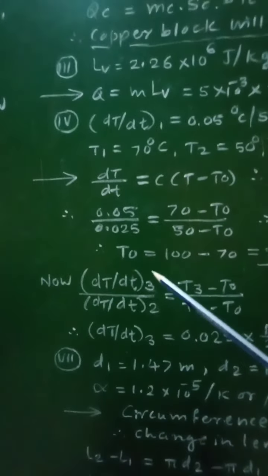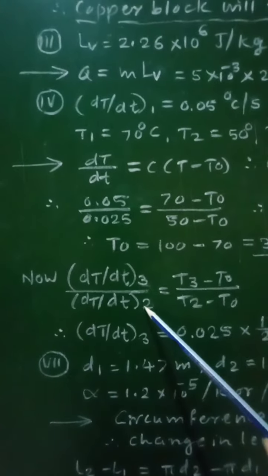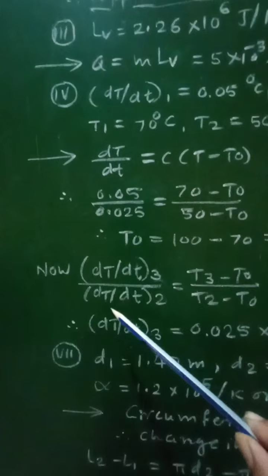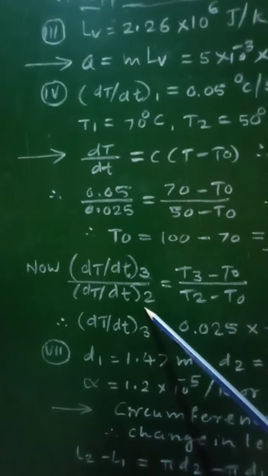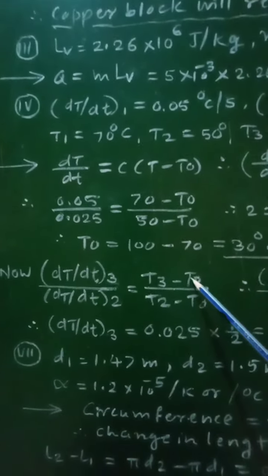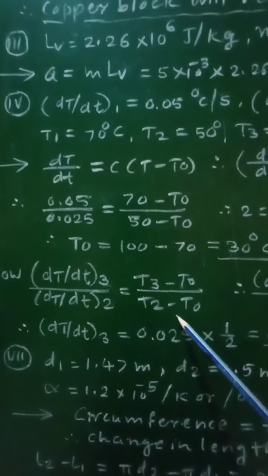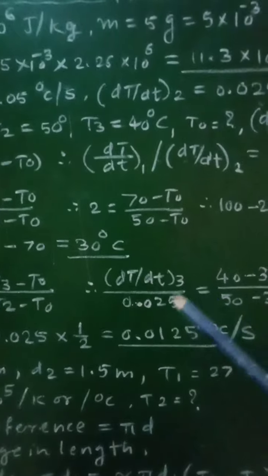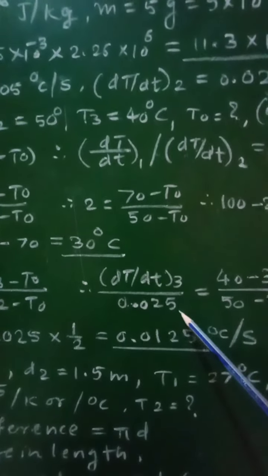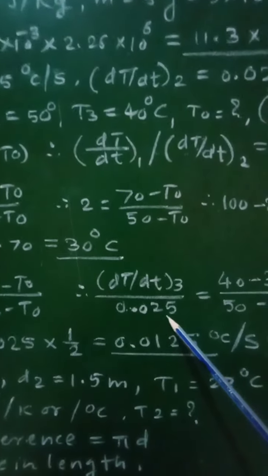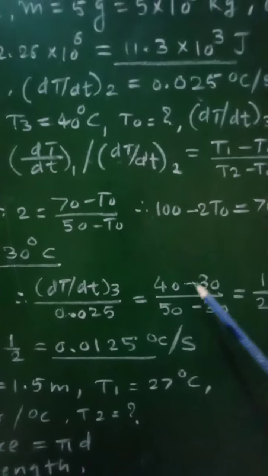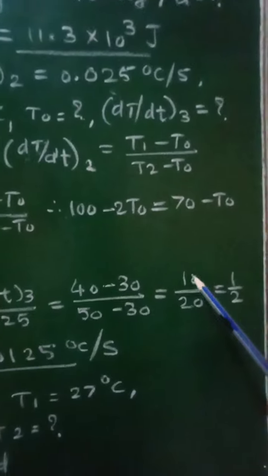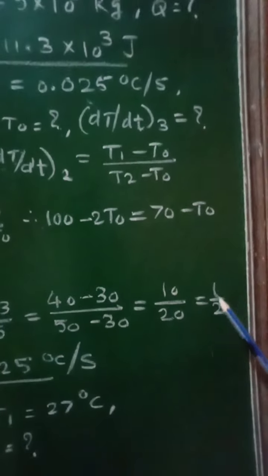Now, considering the third rate of cooling and the second rate of cooling, we can again write (dT/dt)3 upon (dT/dt)2 will be equal to (T3 minus T0) upon (T2 minus T0). Now putting the values, we will get (dT/dt)3 upon 0.025 will be equal to (40 minus 30) upon (50 minus 30), which comes out to be 10 by 20, that is equal to half.